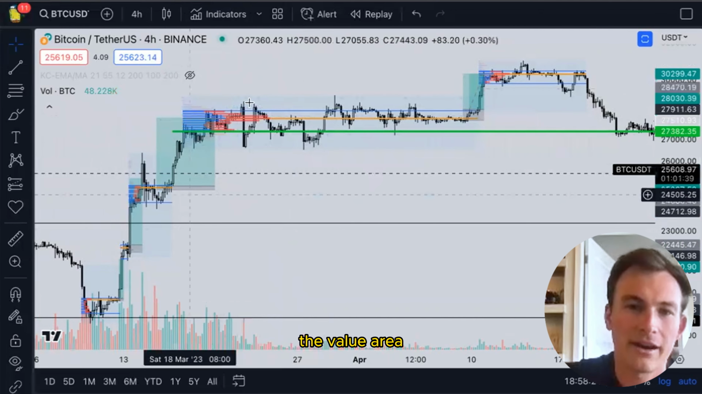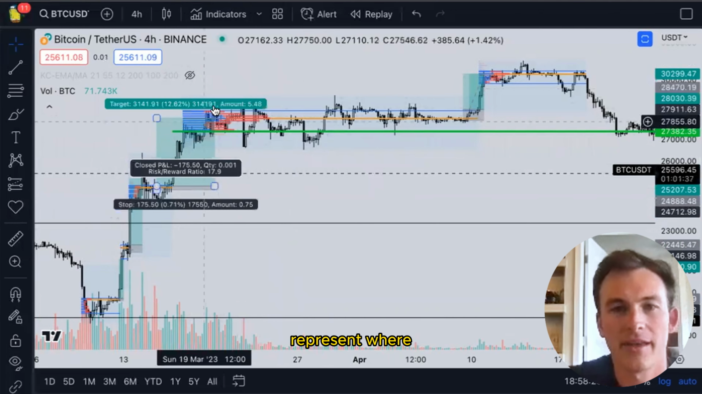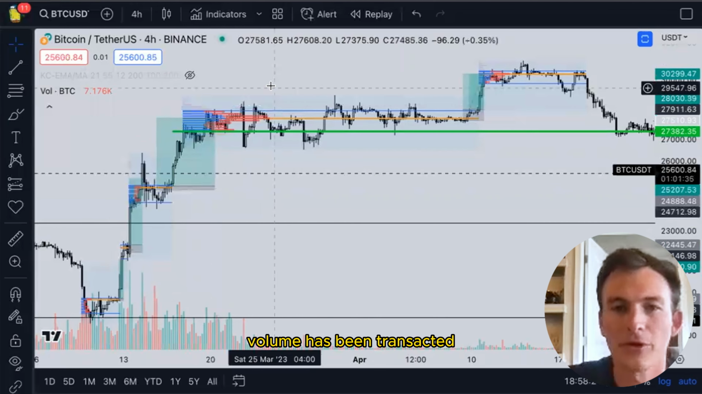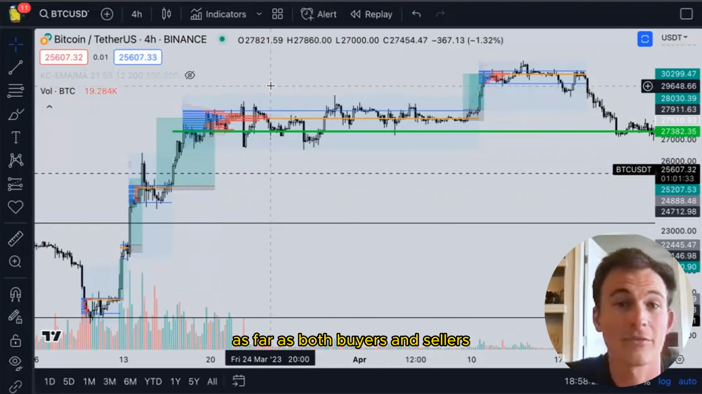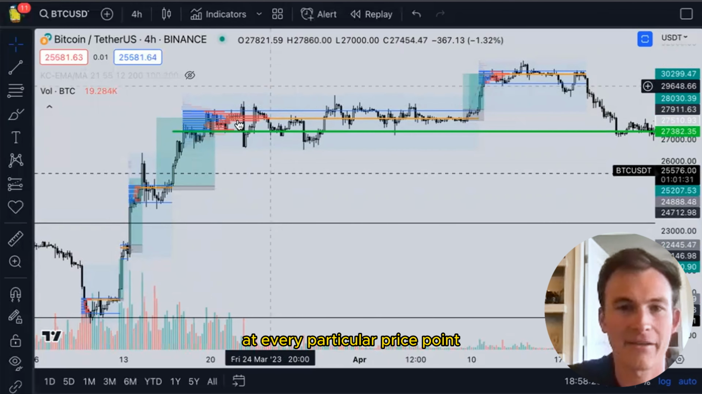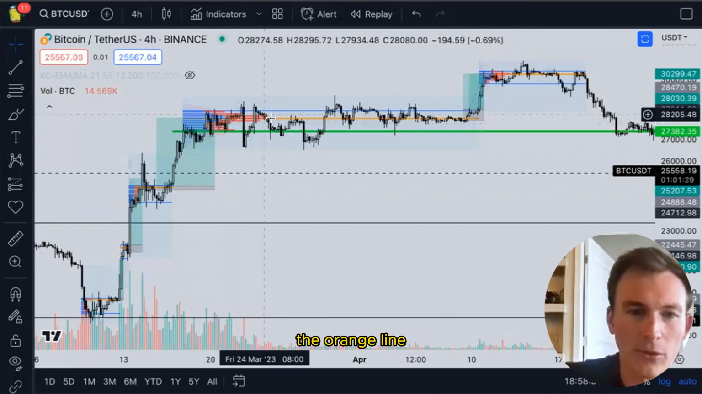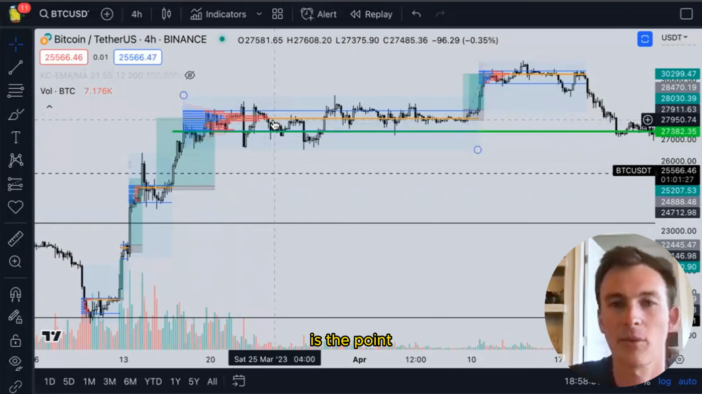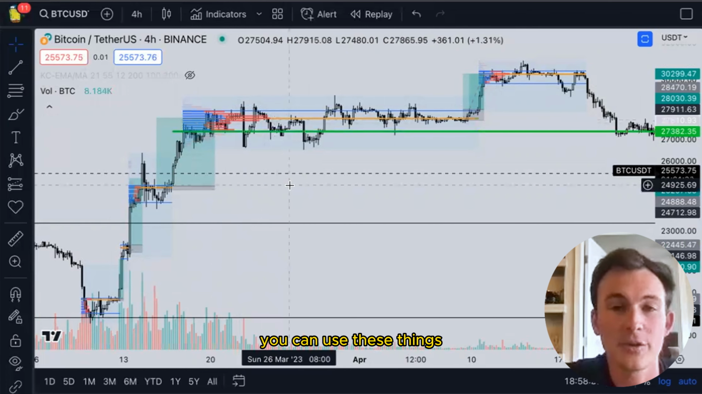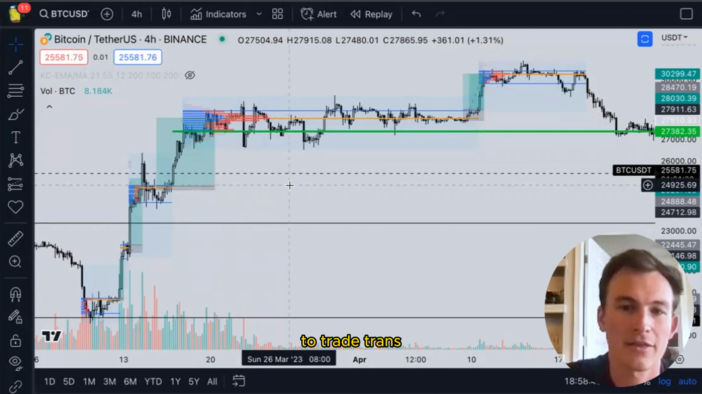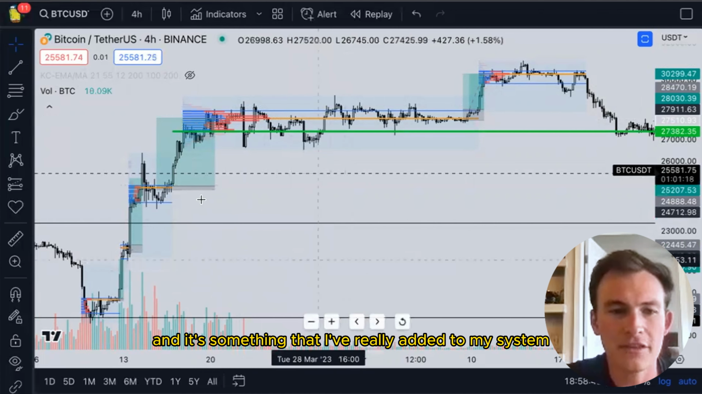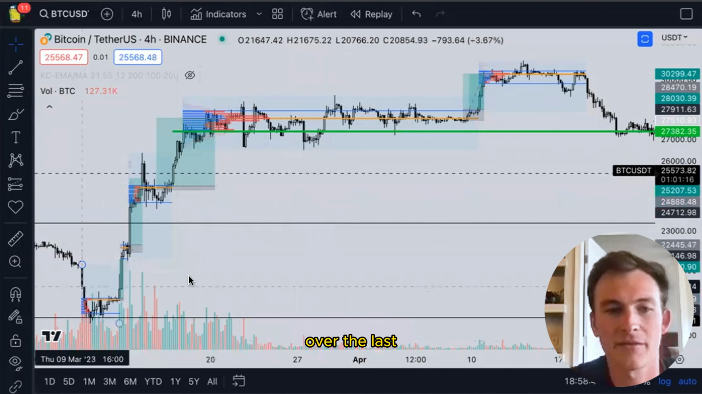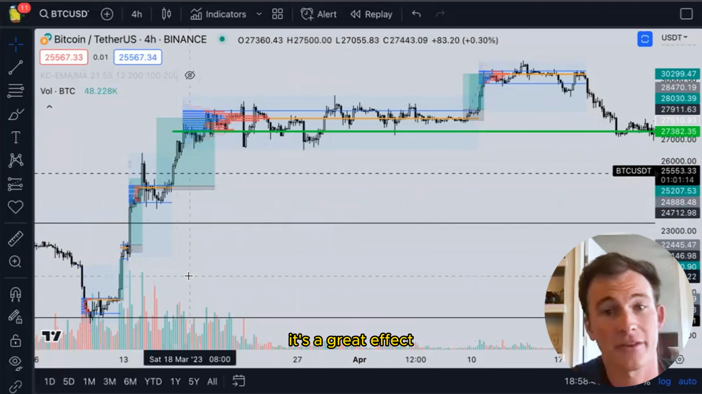The value area and the volume profile represent where volume has been transacted as far as both buyers and sellers at every particular price point. The orange line you see right here is the point with the highest amount of volume transacted. It's called the point of control. And you can use these things very effectively to trade trends. And it's something that I've really added to my system over the last 5 or 6 months to great effect, honestly.